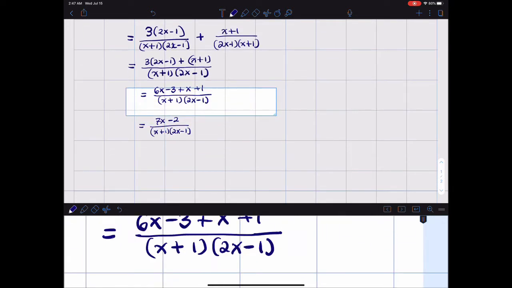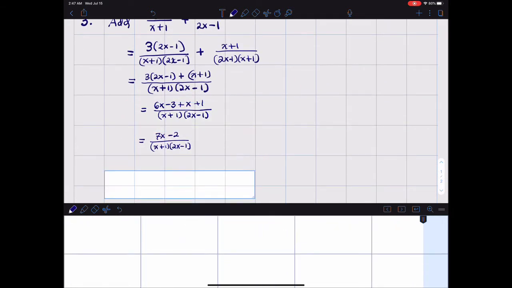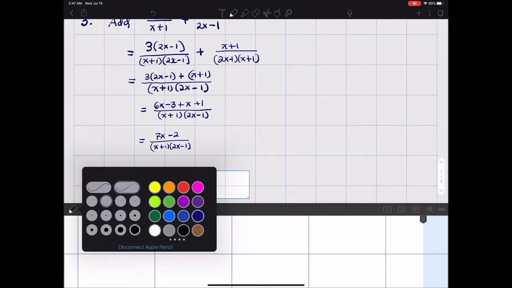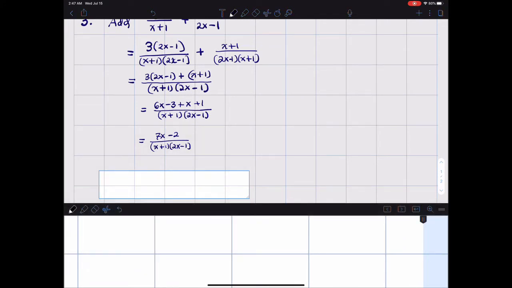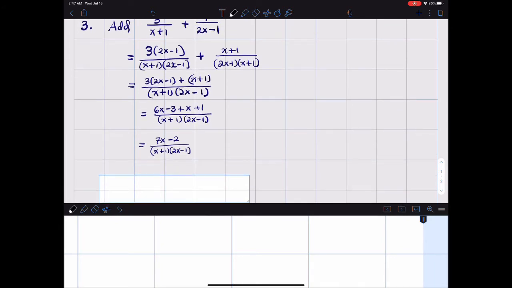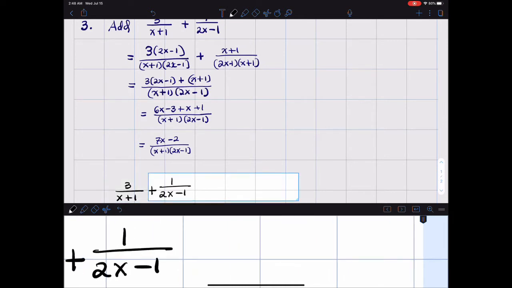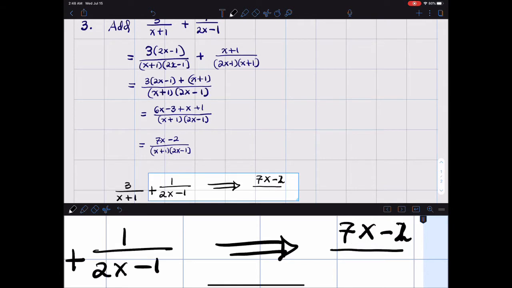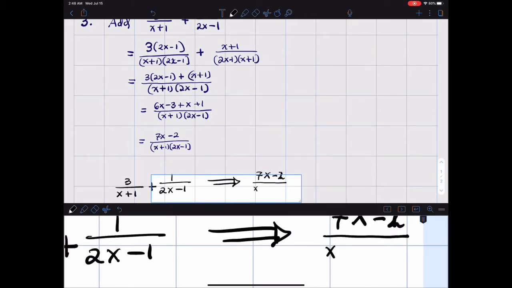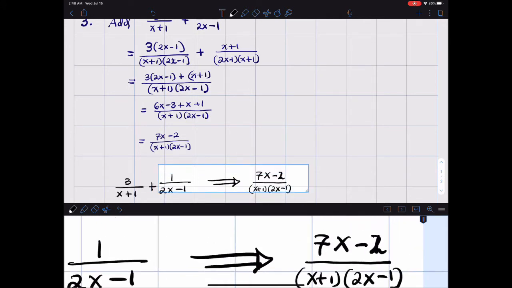Now, look at what we did. We went from 3 over x plus 1 plus 1 over 2x minus 1, and we went to 7x minus 2 over x plus 1 times 2x minus 1. That's what we did.